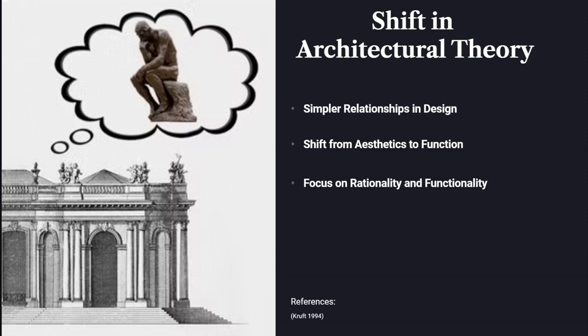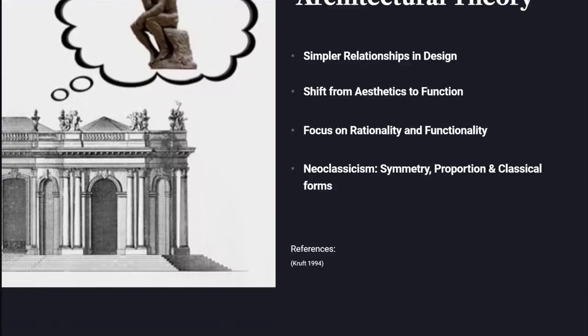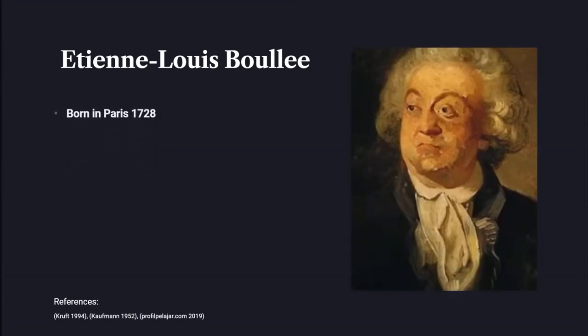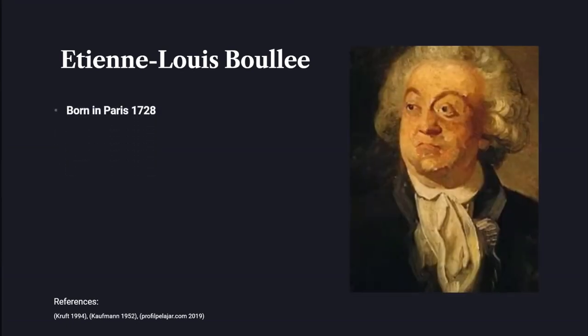These new ideals and ways of rationality led to changes within architectural theory, straying away from heavily decorated and ornate styles to embrace neoclassicism with its focus on symmetry, proportion, and classical forms. An example of an architect who was inspired by this era was Étienne-Louis Boullée.